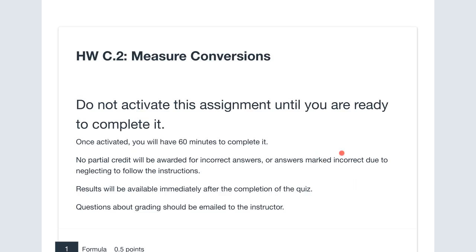Here's an example of homework C.2, measure conversions. Just like all the homeworks, make sure you're ready to complete it when you start it. You'll have an hour to do it. No partial credit for incorrect answers. Make sure you review your results immediately upon completion, and let me know if you have any questions.